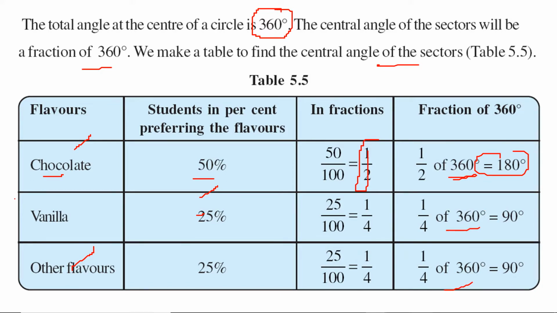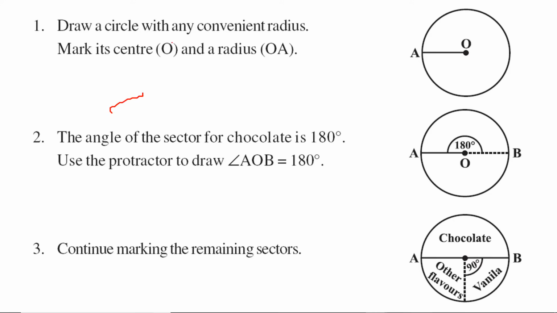and other flavors. So now, how to make this? We have to draw a circle with any convenient radius which fits in the notebook which you are using. Just mark the center as O and the radius as A. So this OA is your radius.